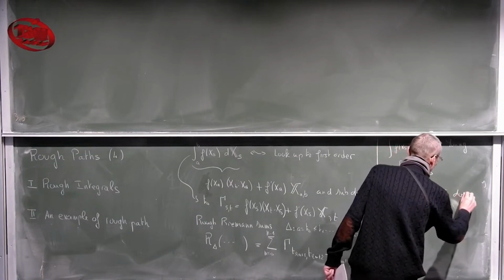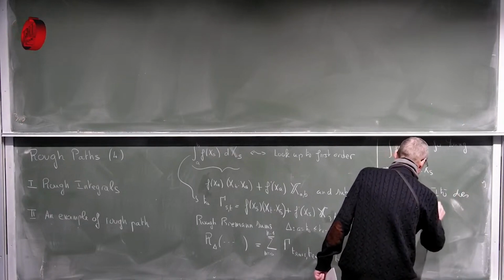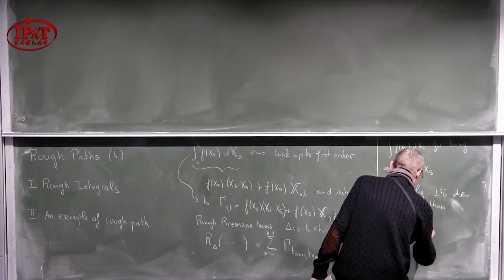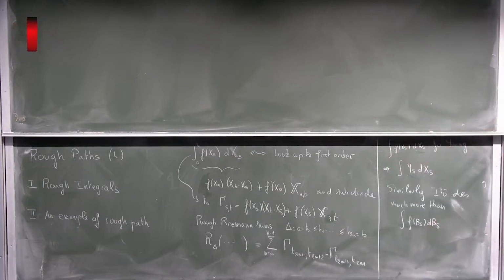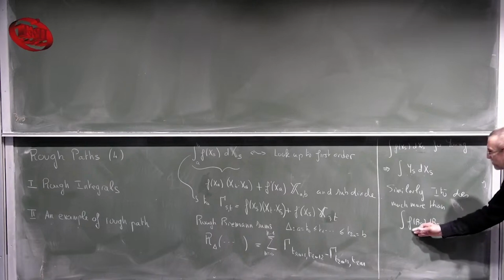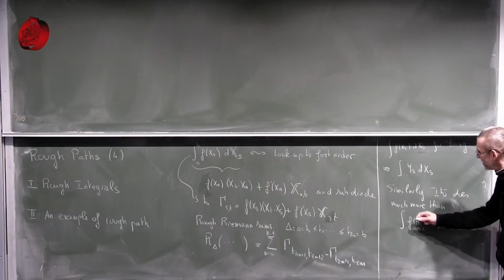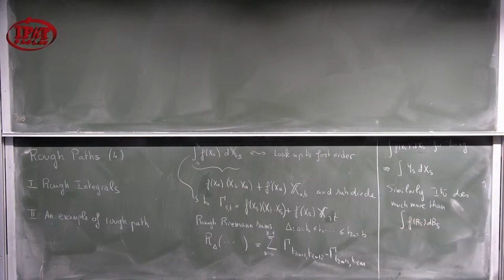Ito does much more than integral f of bs dbs. You can really use things much more general than that. Usually this thing here is going to be a complicated functional of Brownian motion, but it can depend on all the past and all that. So it can be rather nasty somehow.